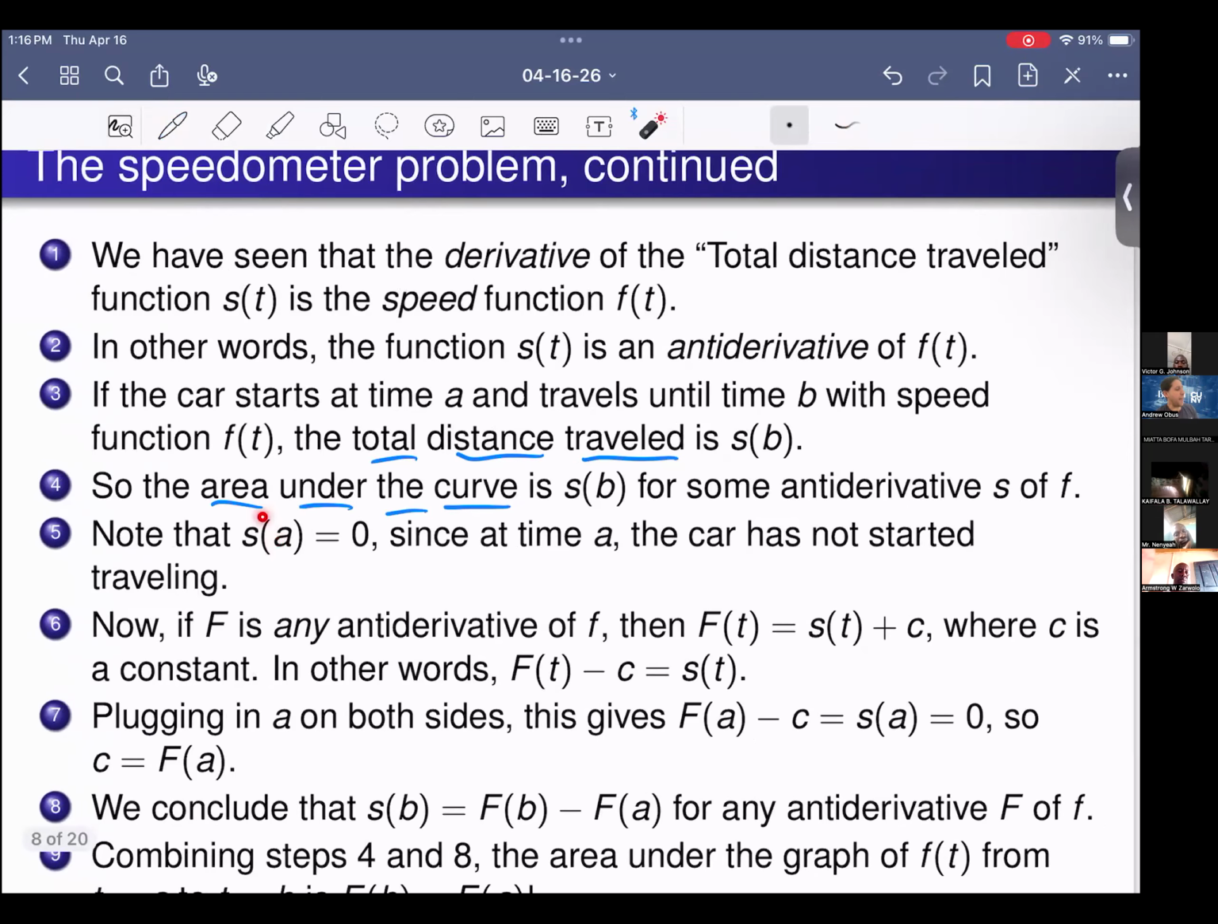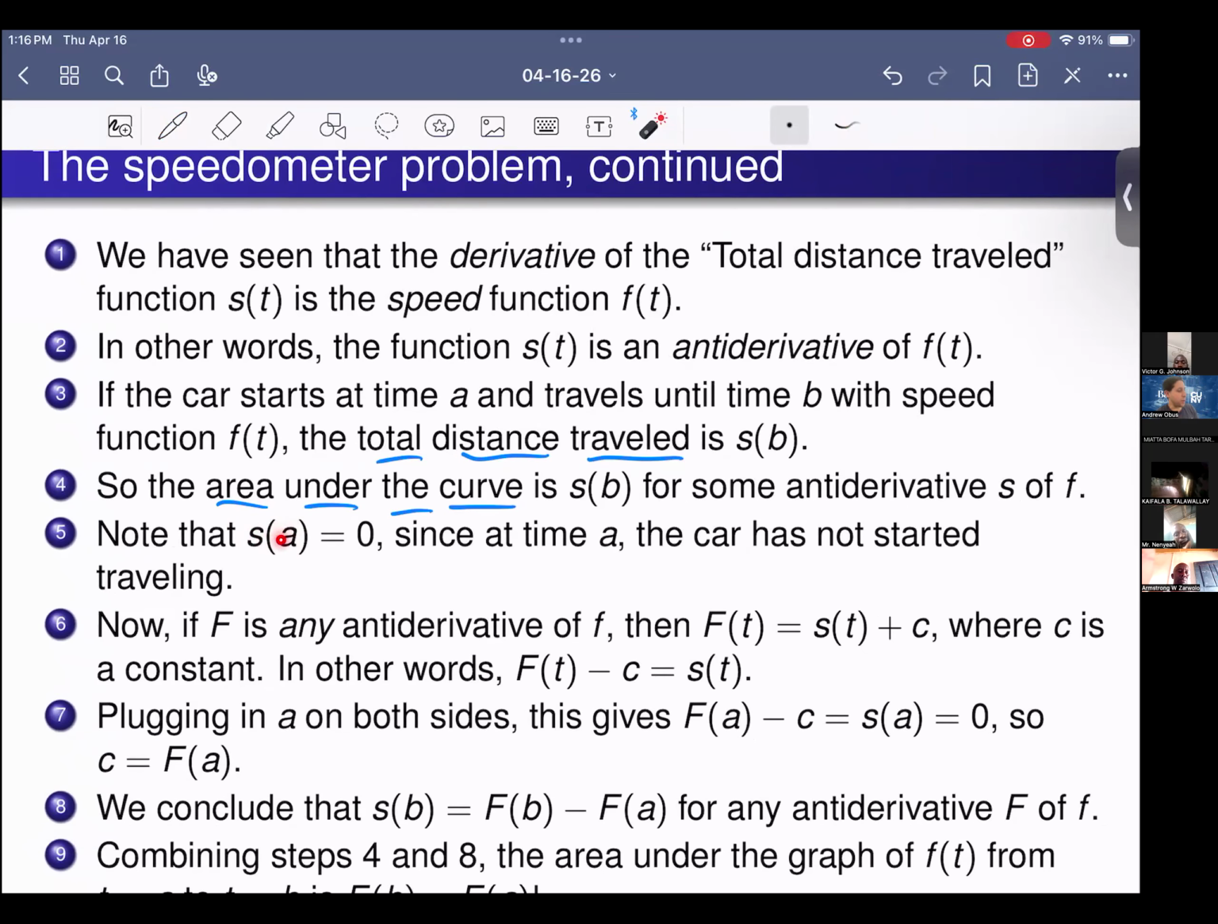Now, what's S of A? Well, S of A is just zero, right? Because the car starts at time A and finishes at time B. So at time A, how much distance has it gone? Well, it just started, so it hasn't gone any distance at all, right? So our total distance traveled function is S of t, and that means if I punch in A for that function, that's exactly the start time. So at time A, the car hasn't gone at all. So that means that S of A is just going to be zero here. Okay, so 0.5, this is not so bad, right? At S of A, the car hasn't gone at all.